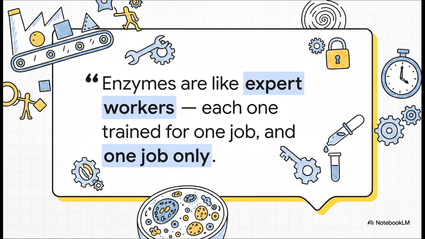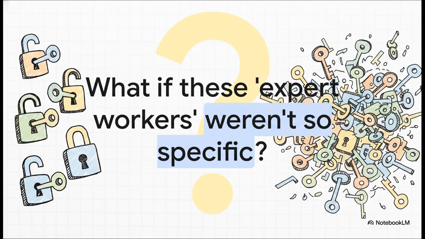And that leaves us with one last, kind of mind-blowing thought. Just imagine for a moment the absolute chaos if these expert workers weren't so specific. What if they just started reacting with anything, anywhere? The intricate, organized, beautiful system that we call life would just fall apart. Their specificity isn't just some neat little feature, it is the fundamental principle that makes all of life possible.